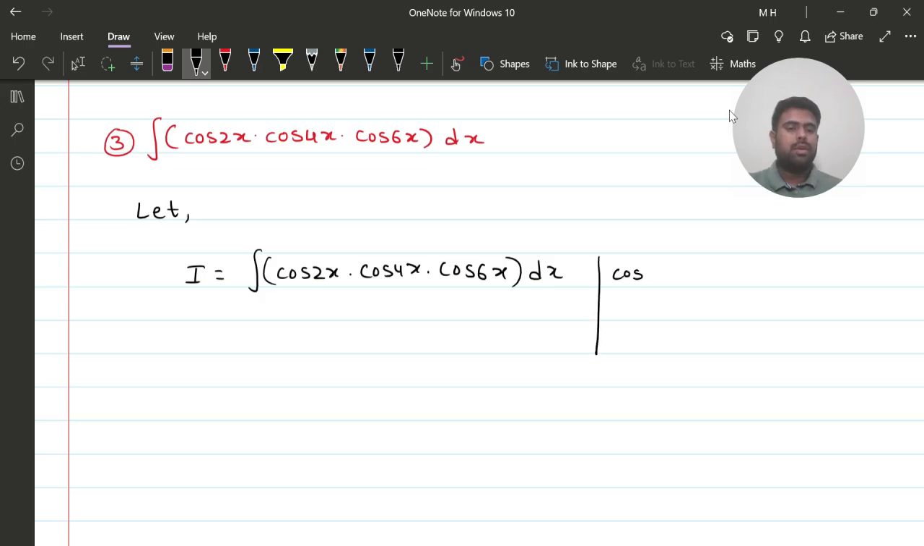Cos x into cos y can be written as 1 by 2 times cos of x plus y plus cos of x minus y. I hope all of you are aware of it.